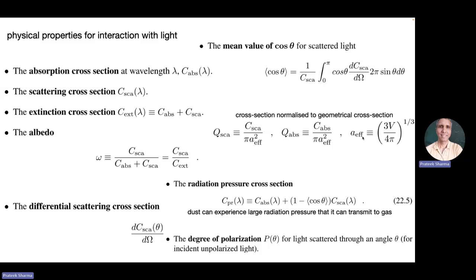And there are various ways in which you can define this effective radius of the grain. This is one definition: if it is a complicated shape, you just say that it has the same volume as a sphere of size a effective. So 4 pi by 3 a effective cubed equals V. This is the definition.